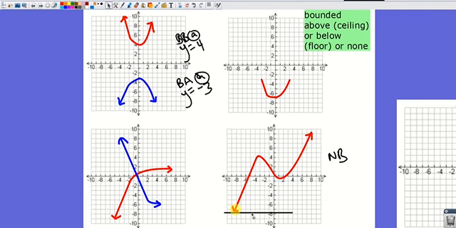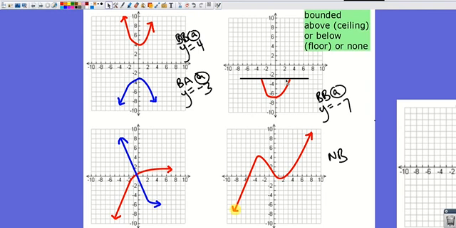Now let's go to this one right here. This is easy, like we just said. This is clearly bounded below. That's clearly bounded below. So we're going to say BB at y equals -7. This is questionably bounded above.